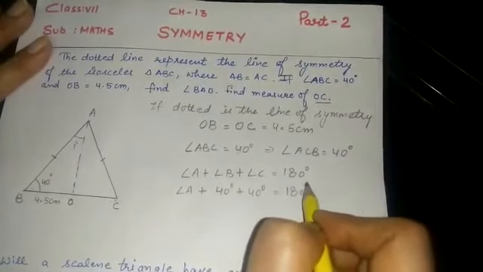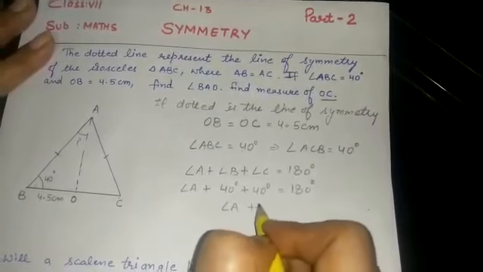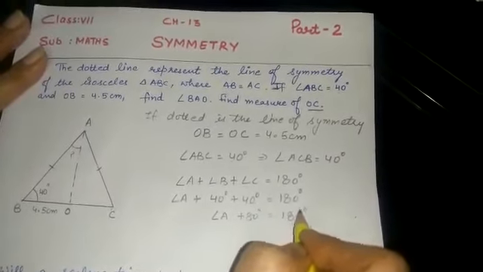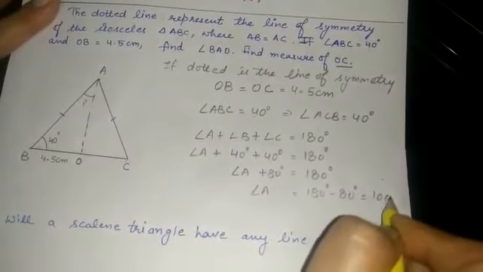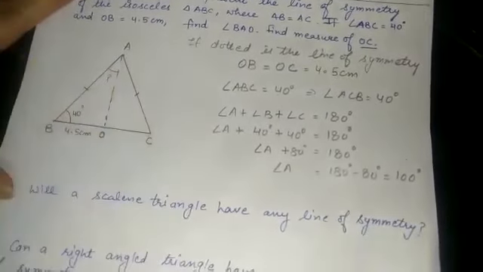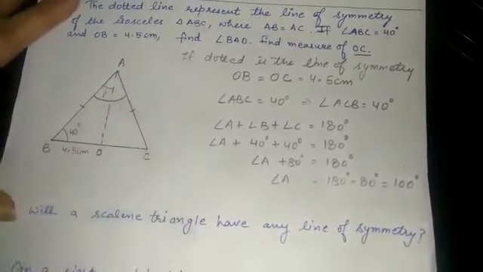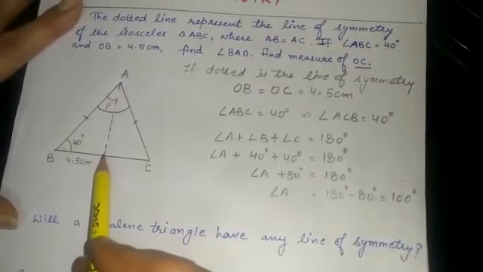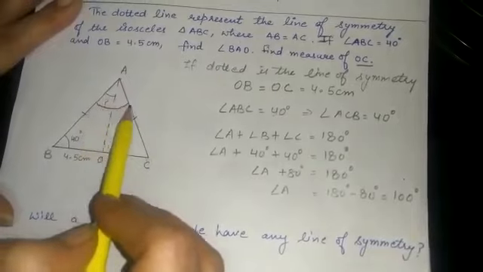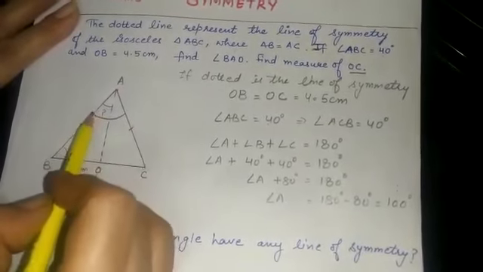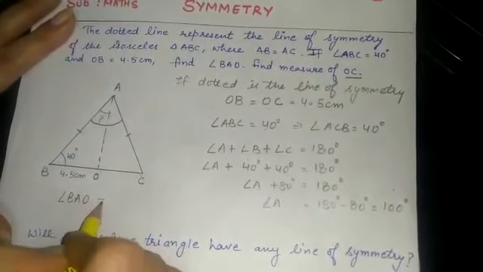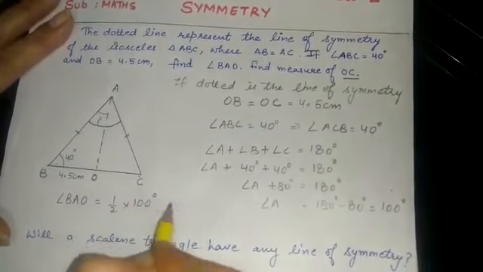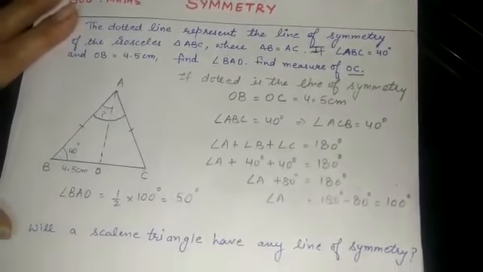40 plus 40 is 80 degrees. Then angle A is 180 minus 80, that is 100 degrees. This complete angle is 100 degrees. And the dotted line, the line of symmetry, divides this angle into two equal parts, therefore angle BAO is half of 100 degrees, that is 50 degrees. So we have found angle BAO and OC both.